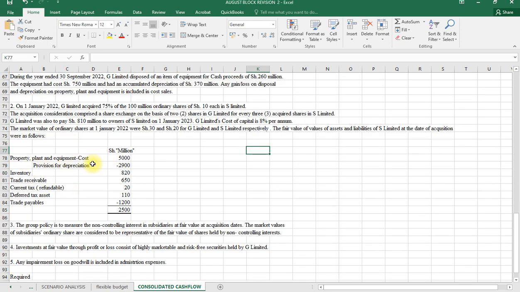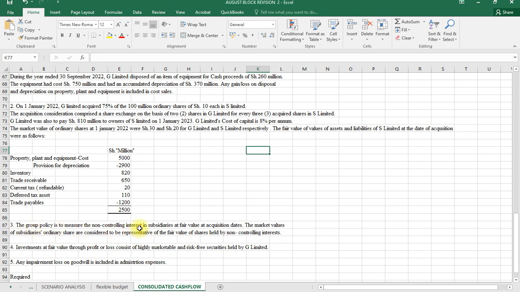The fair value of assets and liabilities of S Limited at the date of acquisition was as follows: property, plant and equipment, the cost, the provision for depreciation, inventory, receivables, current tax refund, deferred tax asset, and trade payables. So you get the net assets, which is 25.